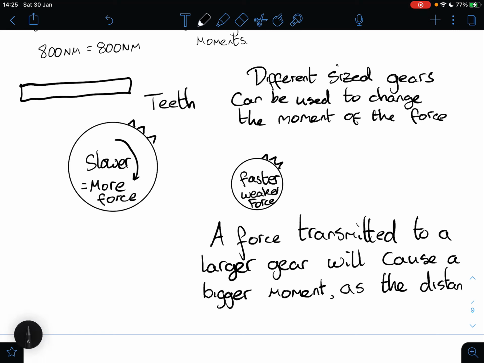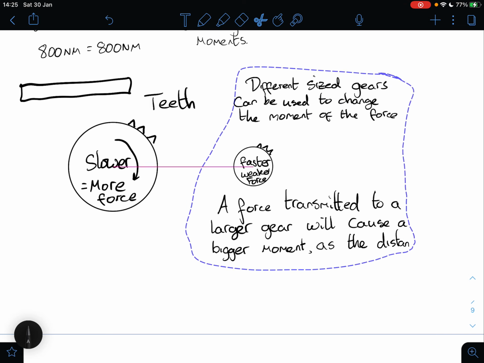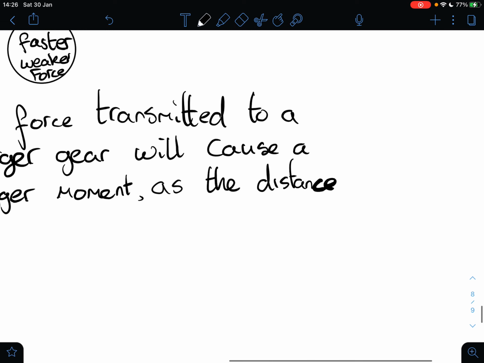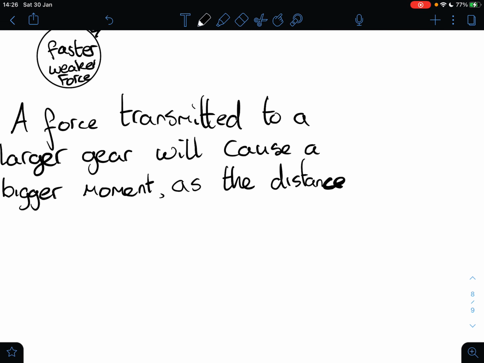I've run out of space. Let's just shrink this. Wish I could do this in real life. As the distance to the pivot is greater.